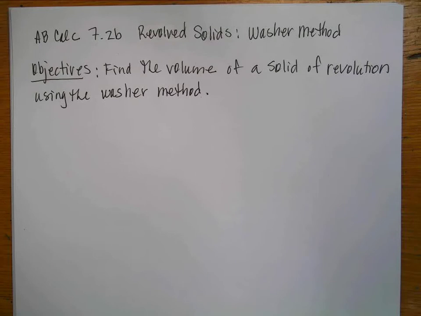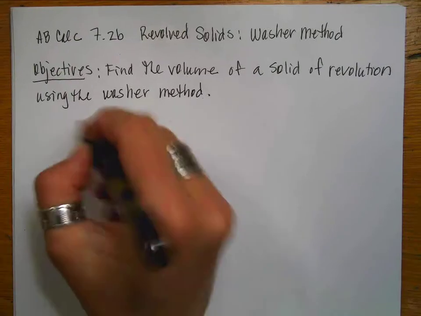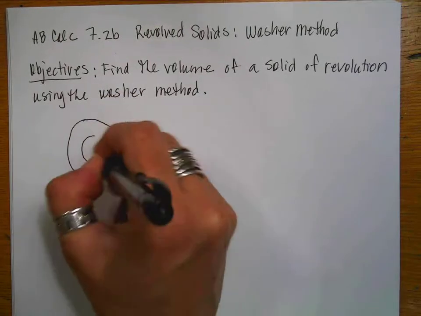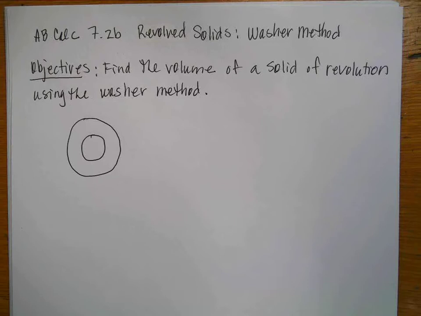We're going to be talking about our revolved solids again, and today we're going to talk about the washer method. So our objectives are exactly the same: we're going to find the volume of a solid of revolution using the washer method. So let's talk about a washer. A washer looks like this, or a donut.